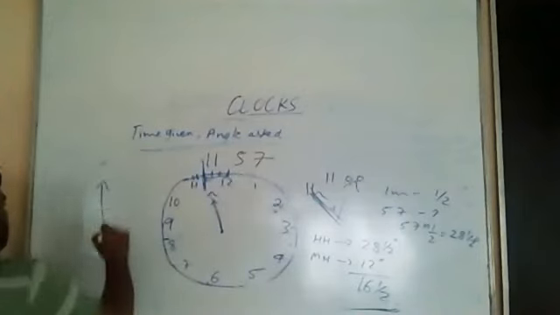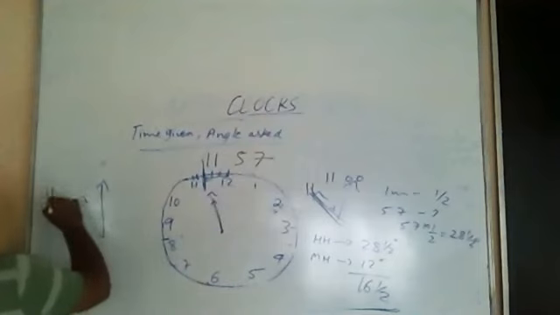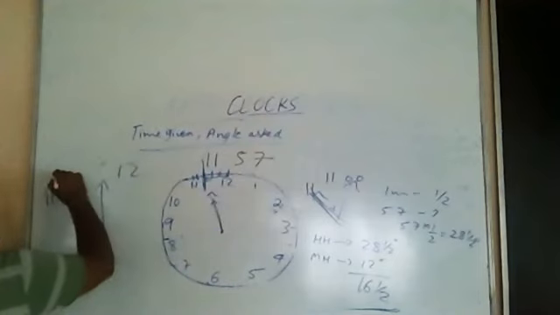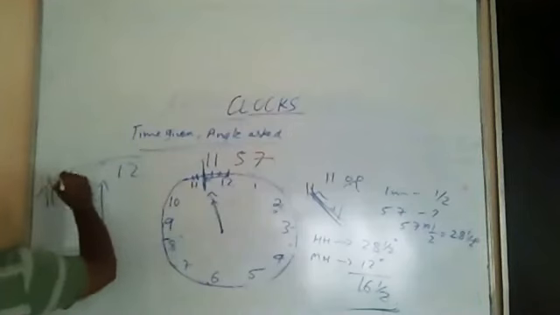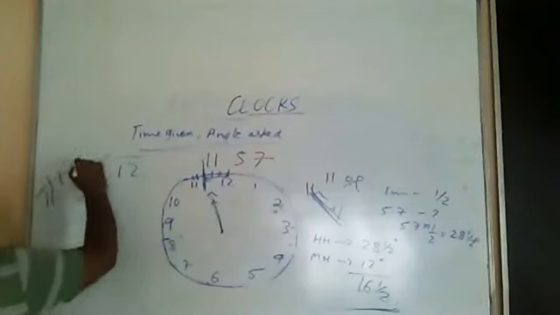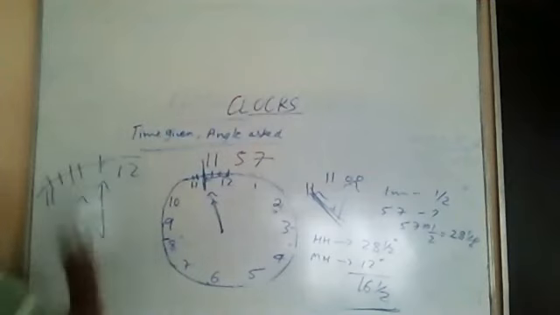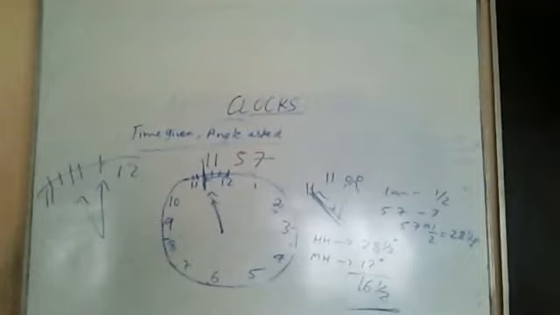The minute hand is here, the hour hand is here, and this is 11, this is 12. It is something like this. This is 11 or 55, 56, 57, 58, 59, 60. Understood?